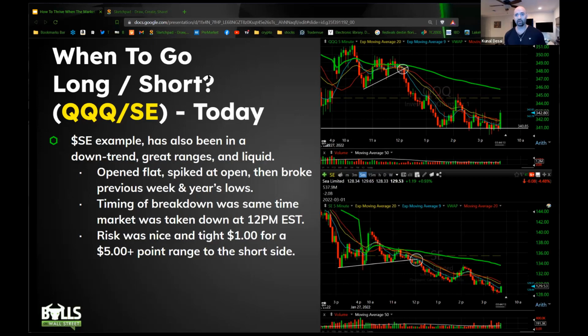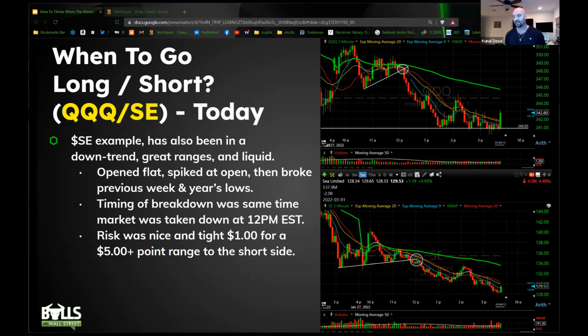Same type of deal for when to go long or short. If you have the QQQs start to break down, see how you start to bust lower and speed up? That's when I'm loading into shorts. Like I shorted this SC here right around 134 and some change. But I waited on this until I started to see the market speed up.